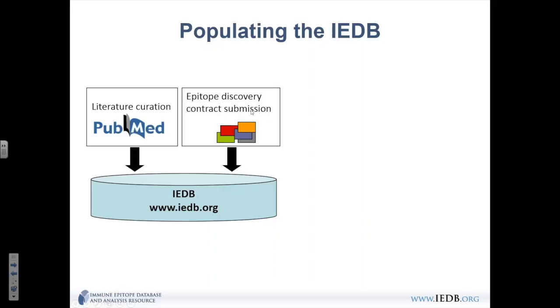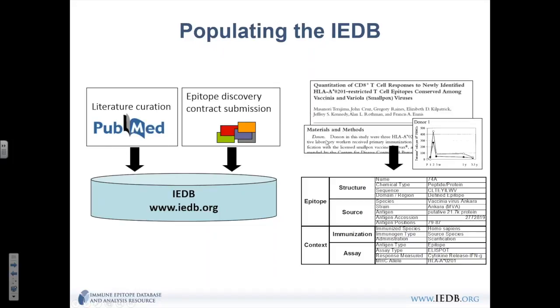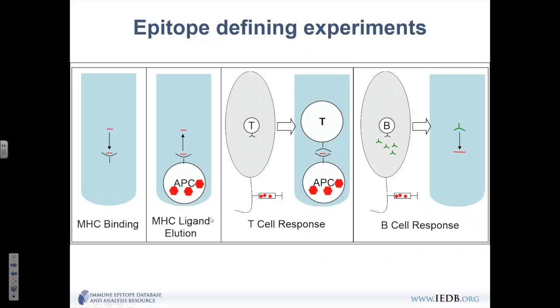And from the Epitope discovery contracts that are NIAID funded, they submit directly into the database. For the curation process, essentially a curator has to take a perfectly fine paper where information is encoded in figures, in materials and methods, etc., and capture it in a structured format like this, where the advantage is obviously to reuse it. But this is a non-trivial process.